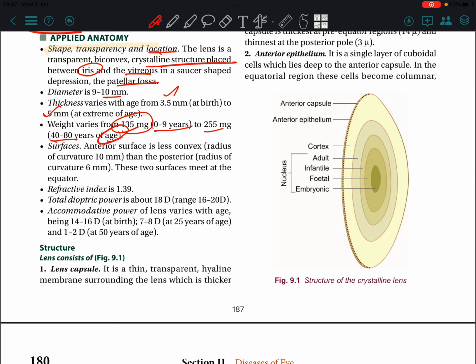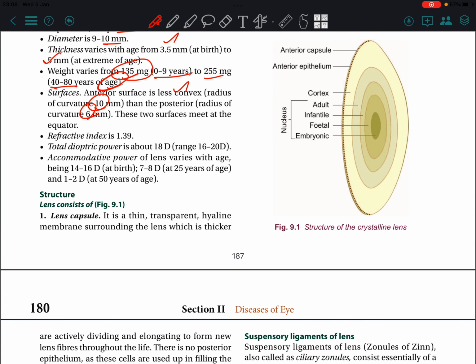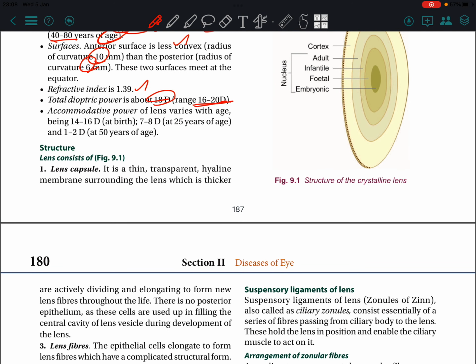Surfaces. Anterior surface is less convex. Radius of curvature is 10 mm, than the posterior. Radius of curvature is 6 mm. Refractive index is 1.39. Total dioptric power is about 18D and the cornea constitutes about 40D. Accommodated power of lens varies with age, being 14 to 16D at birth, 7 to 8D at 25 years of age, 1 to 2D at 50 years of age.